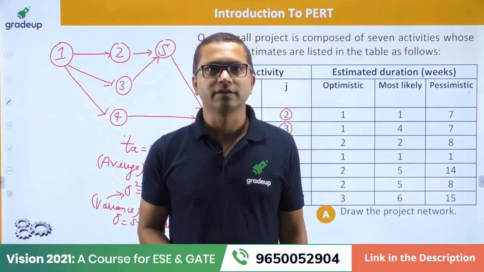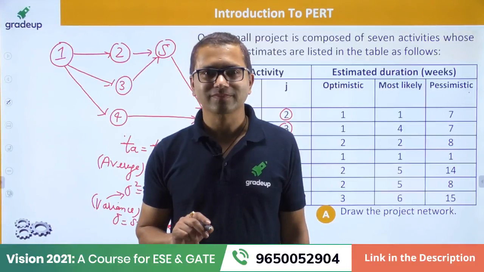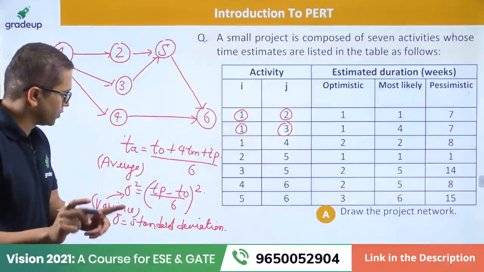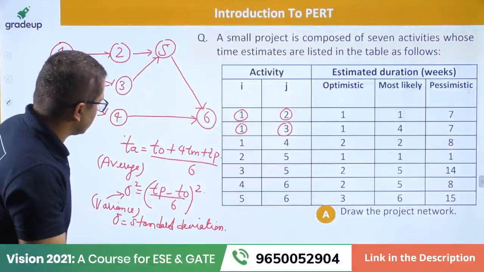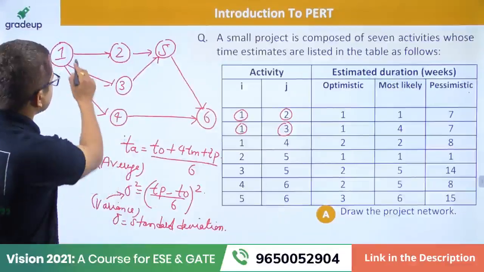Yeah, Mohammed, you're right. Expected time is nothing but (To + 4Tm + Tp) / 6. It's good, all right. Now, what I want you to do is calculate this average time or expected time for each one of these activities.